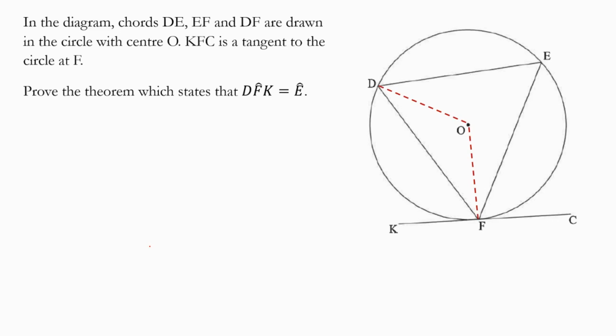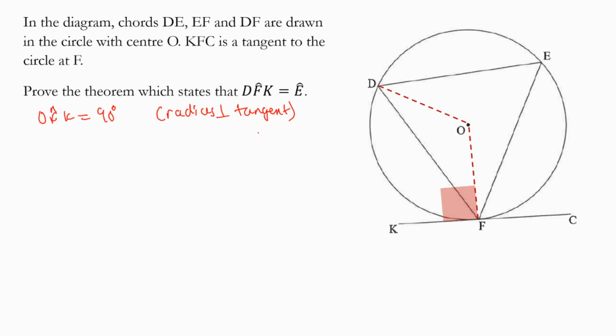Still, if you check, we have our radius OF and the tangent KC. So we're going to use the theorem: angle OFK is equal to 90 degrees. Why? Because radius is perpendicular to tangent. And then what else do we have here? Angle ODF.